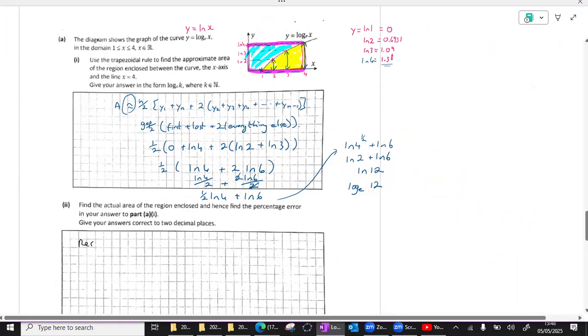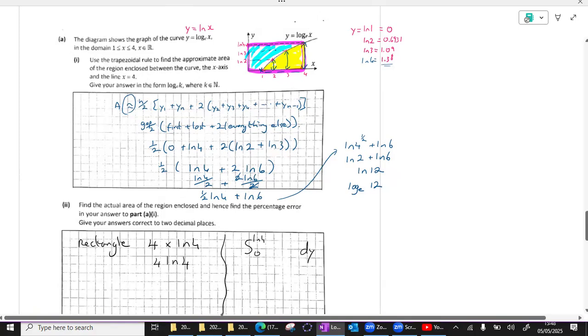So the rectangle itself is going to be length. So the length of our rectangle is obviously 4 units multiplied by the width. Now the highest it goes is the natural log of 4. So the best I can do here is say 4 natural log of 4 for my rectangle. Now, if I want to get the blue part, that is the integration between 0 and the natural log of 4 of an expression dy.